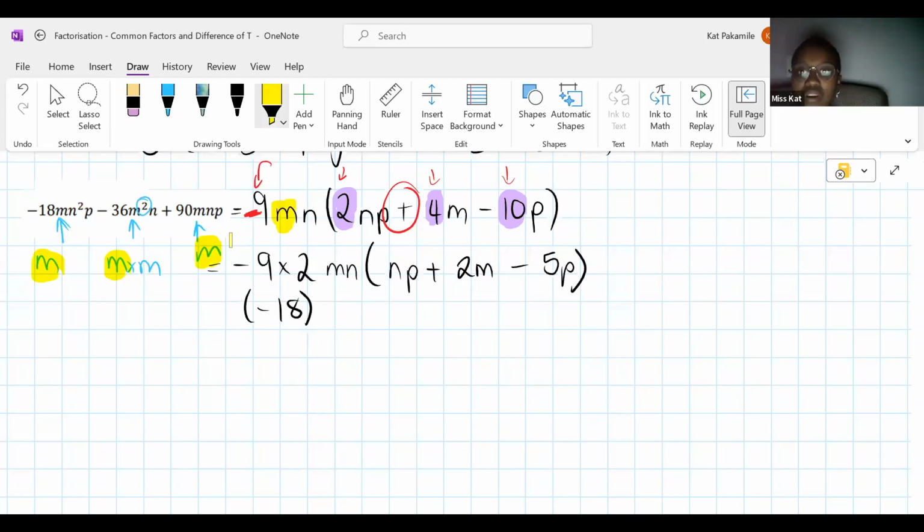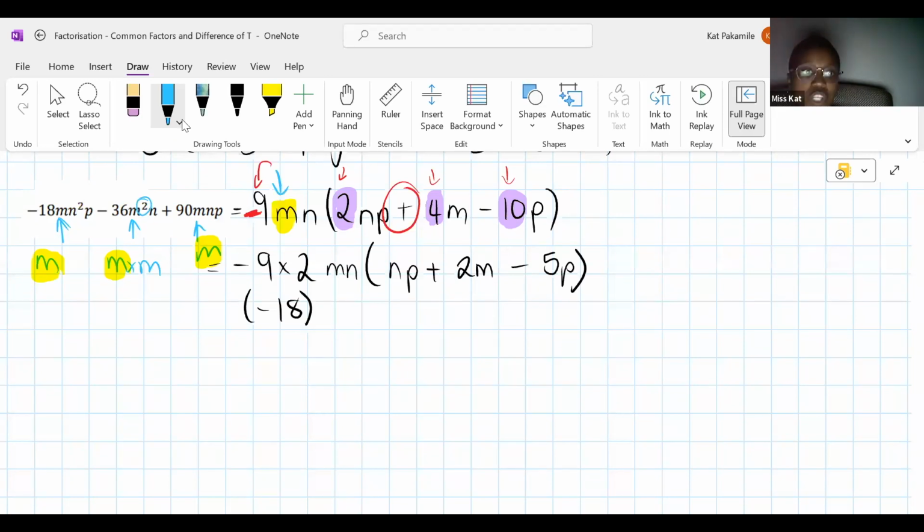You cannot factor out 2 M's because where are you going to get the second one here? You don't have a second one to factor out. Do you see? Yes, ma'am. That's why we decided we can only factor out 1 M because they all have 1 M in common. You see how it works? Yes, ma'am.